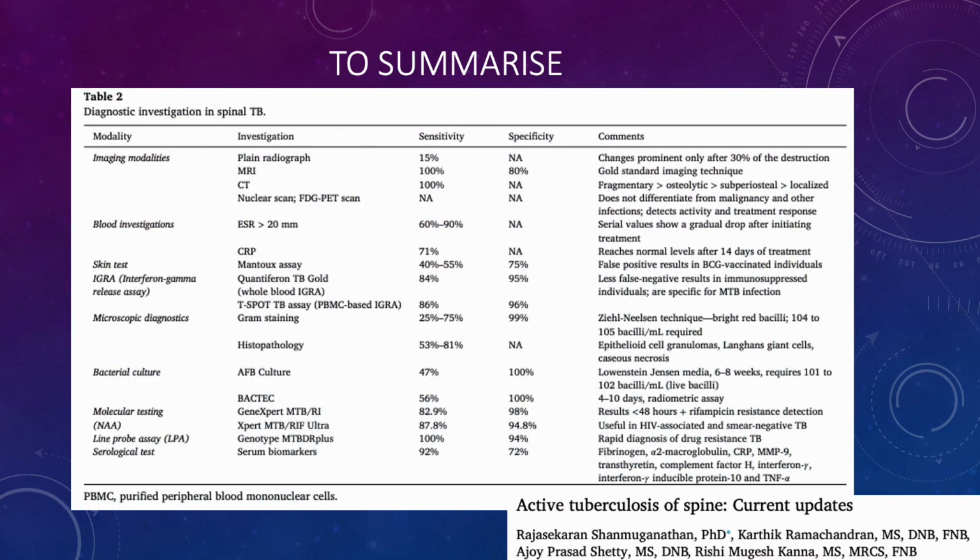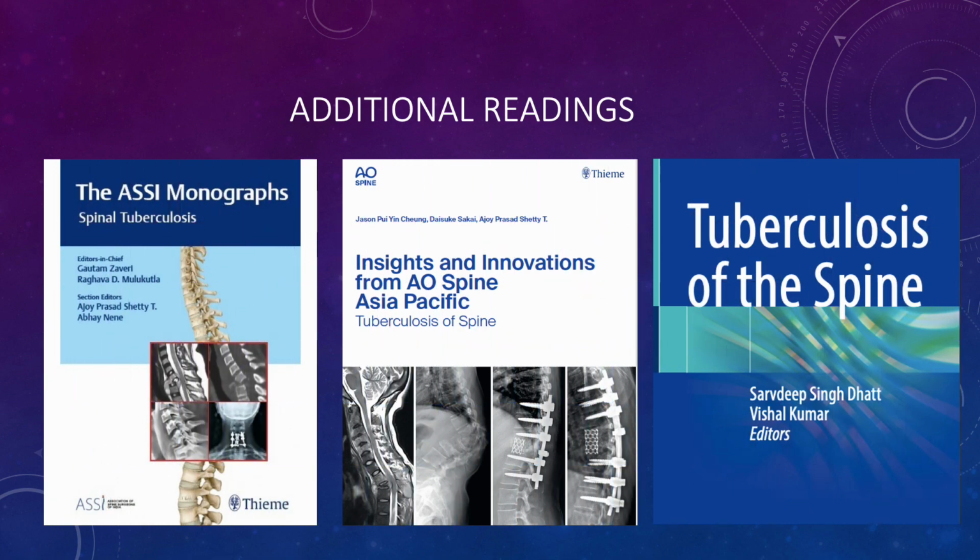And to summarize, this is the latest review article from Ganga Hospital, Coimbatore. I have covered all of this except for some serological tests like fibrinogen, alpha-2 macroglobulin, CRP, and MMP9. These are still in the pipeline and not much used clinically. So these are my additional readings.